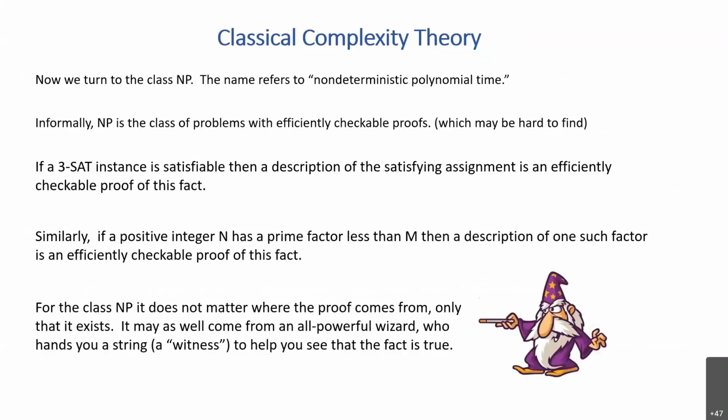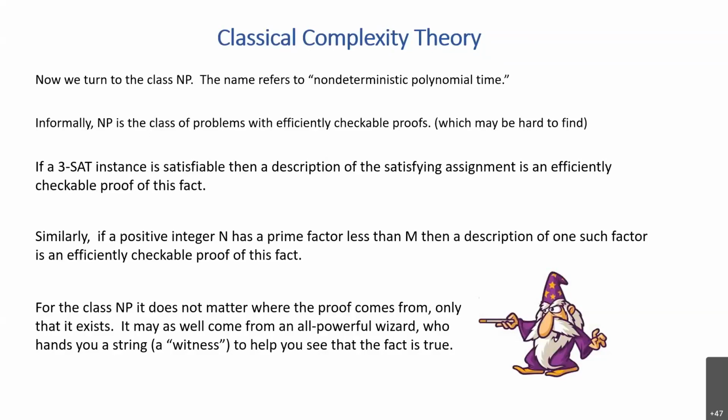Okay, so now we turn to the class NP, and the name stands for non-deterministic polynomial time. Informally, NP is the class of problems with efficiently checkable proofs, even if those proofs may be hard to find. So for example, if a 3-SAT instance is satisfiable, then a description of the satisfying assignment is an efficiently checkable proof that indeed it's satisfiable. You're given the Boolean string, you plug it in, you check each clause and see that it's satisfied. So that argues that 3-SAT is in NP.